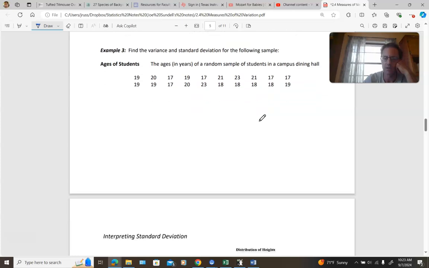I think this might be a good stopping point. We'll pick back up in part 2, finding the variance and standard deviation of this sample. Okay, so this is not a population, but rather a sample. So we'll refresh using the calculator and maybe using Excel again, although the steps are going to be the same. Okay, so I'll stop for now.